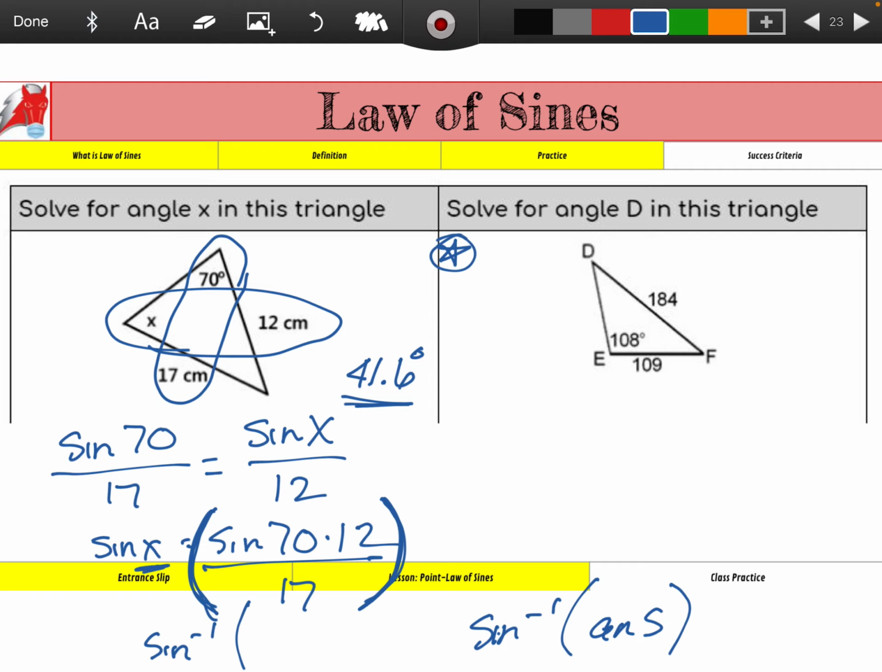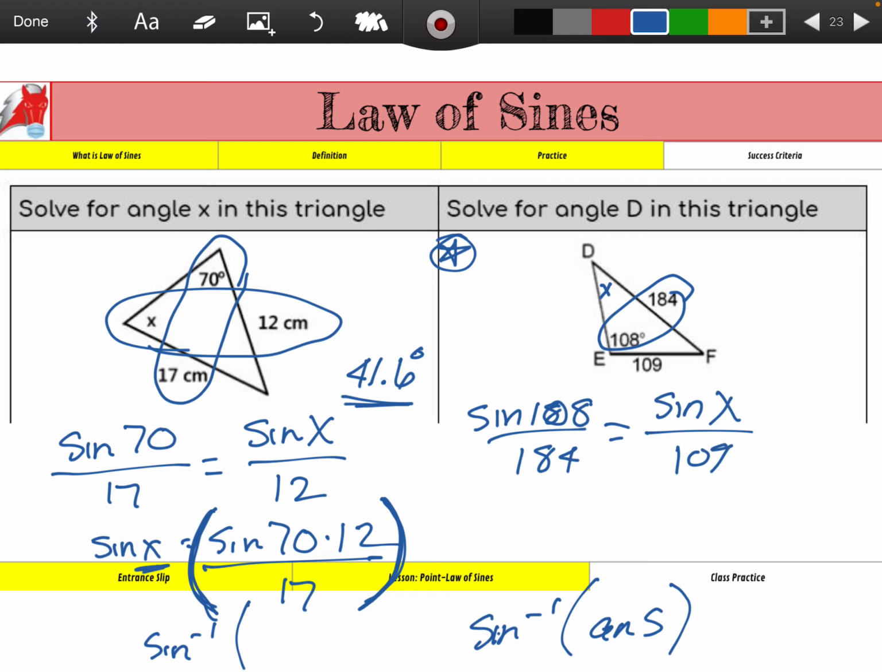All right. So here's my ratio here. Here's my side. I want this angle. So I'm going to go sine 108 over 184. That's equal to sine of I don't know, over 109. Now, gut should say if this is 184 and this is 109, this should be smaller than 108, which makes sense. Okay? Cross multiply, which means now I'm sitting with, I'm going to put it all together.